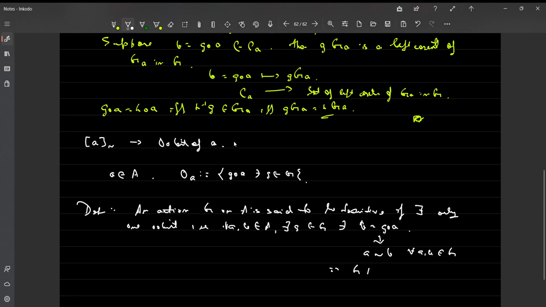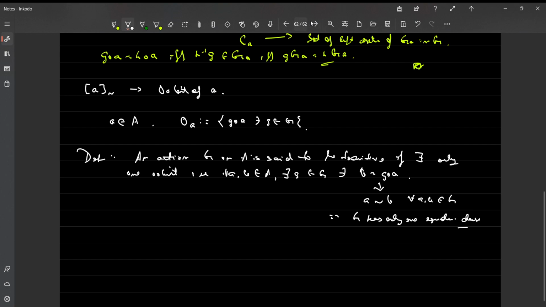So what does this mean? This means that a is equivalent to b with respect to the equivalence relation which we have defined, for all a, b. That implies there is only one equivalence class. So that implies there is only one orbit. Clear?